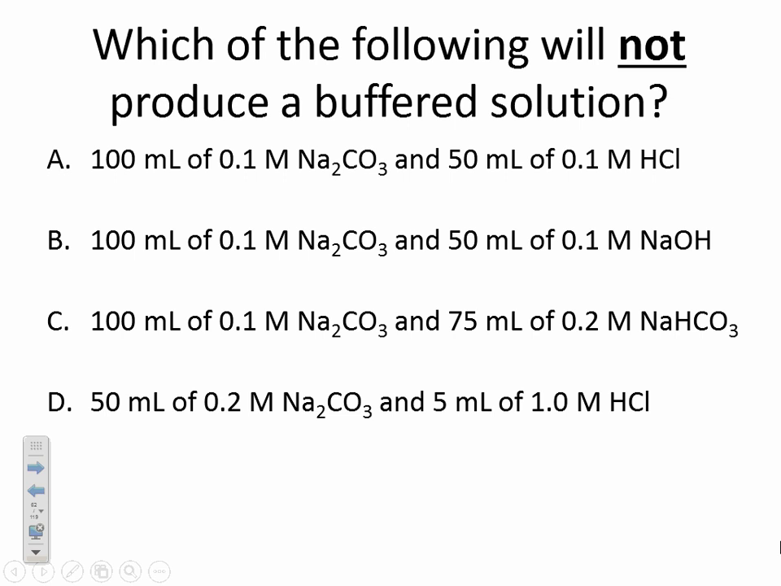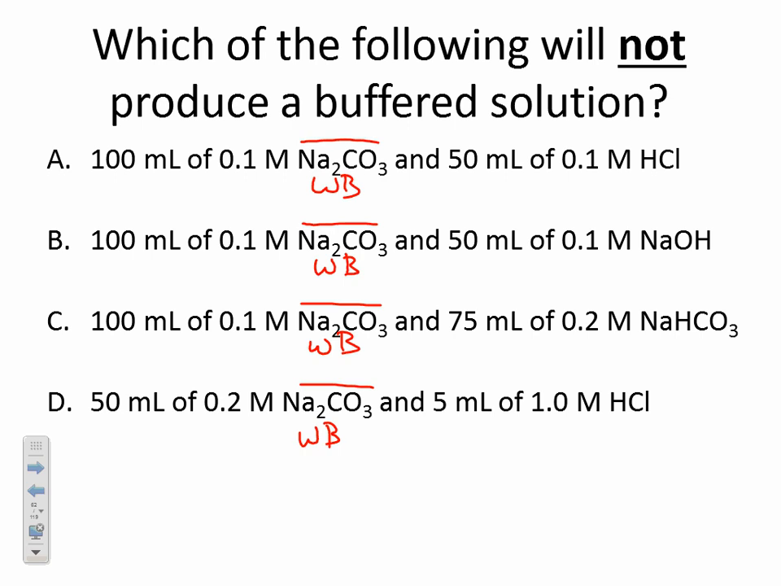AP loves to ask multiple choice questions like this. Which of the following will not produce a buffered solution? In order for something to be a buffer, we want the weak acid and the conjugate base pair. And just looking at this, notice we have sodium carbonate in all of them. Now, sodium carbonate is a weak base. So in all of these, we have a weak base. So essentially, if we make a buffer, then we want to also have its conjugate acid. It's the carbonate ion that's the weak base in sodium carbonate, so we want to get that bicarbonate ion. And if we have both of them together, then we know we have a buffer system.